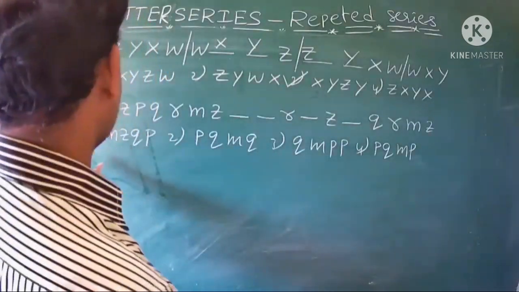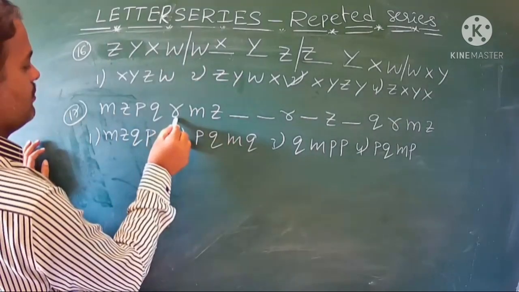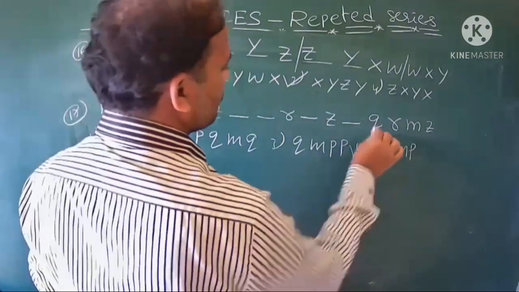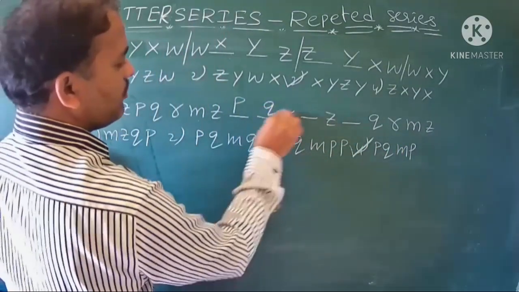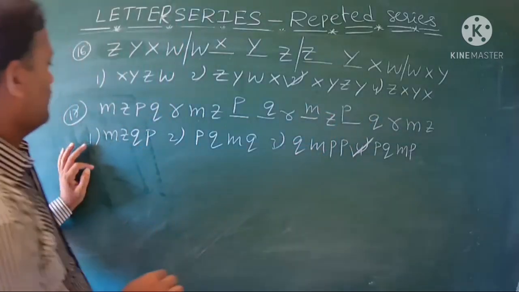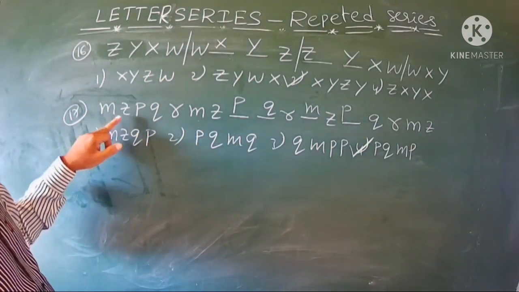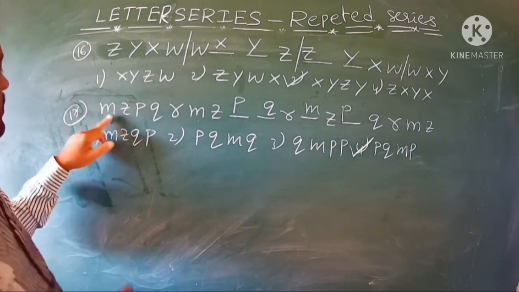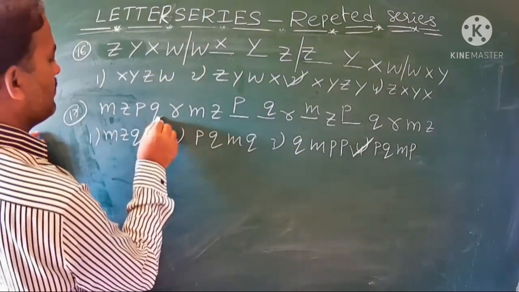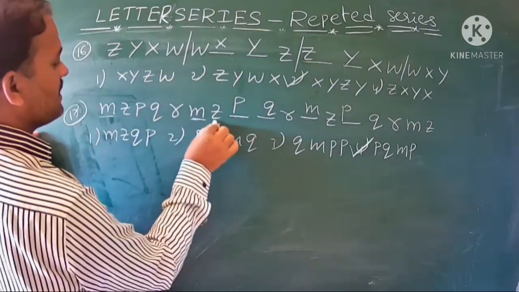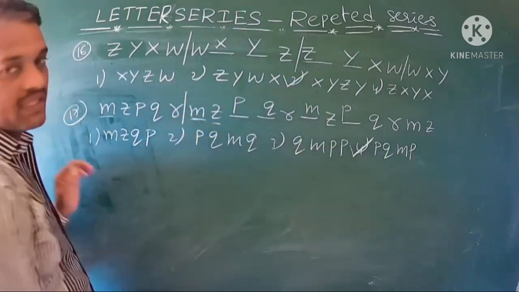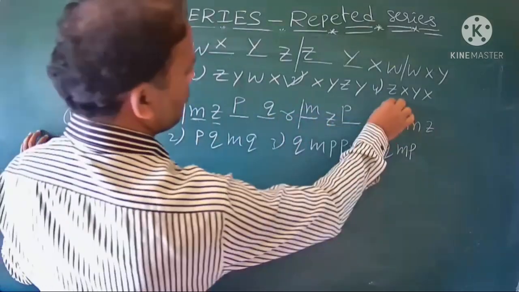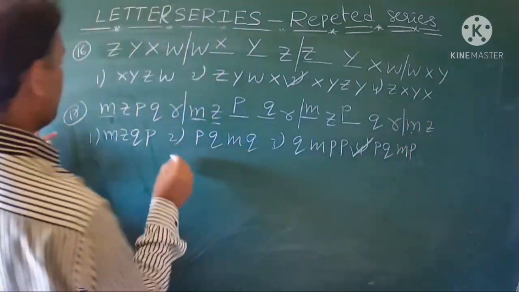Next, the last question is MZ, PQ, R and Z, like that. Which is the suitable option? Here the fourth option needs to be checked. Substitute here PQ, MP will be. Now the relation will be, MZ PQR, again M is coming, so two M's are coming, next Z is coming. So you segregate five letters: MZ PQR, MZ PQR, MZ PQR, so again MZ will come. That's why.